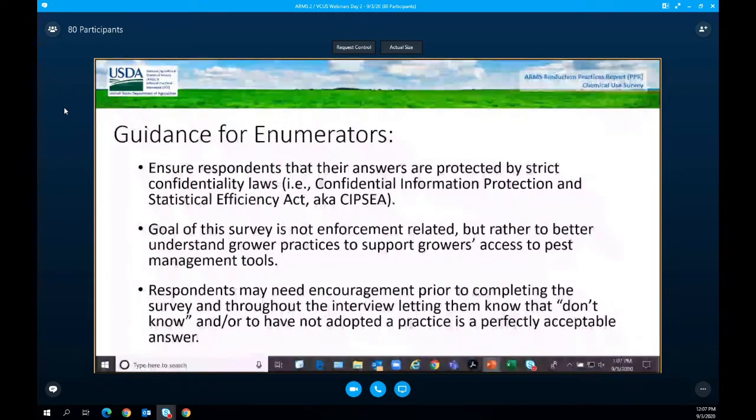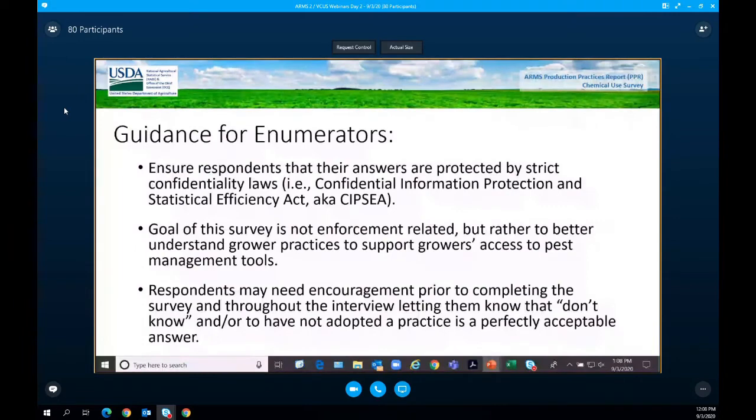So a couple things that are important in terms of guidance for your enumerators. As with all these surveys, of course, we want to ensure the respondents that they're protected by confidentiality. They needn't fear that the information they divulge is going to be used against them in any specific way. This is not an enforcement-related effort whatsoever. This is strictly to help EPA have the best available data possible for them to best understand what growers are actually doing, and so that they can make decisions and make label and registration decisions that make sense.